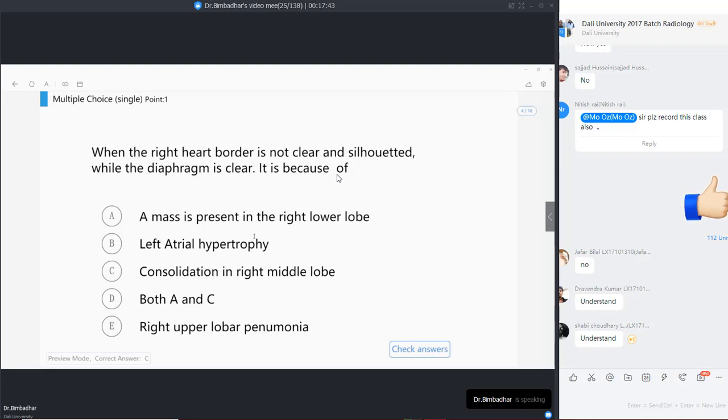So do not ever forget these landmarks when applying the silhouette sign.